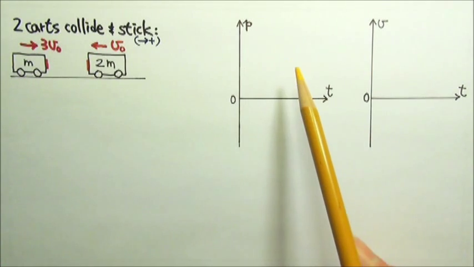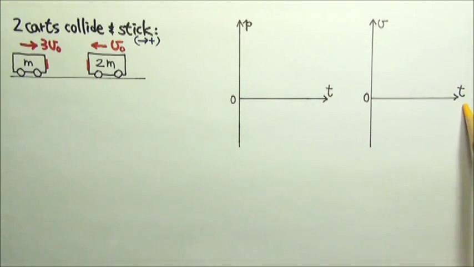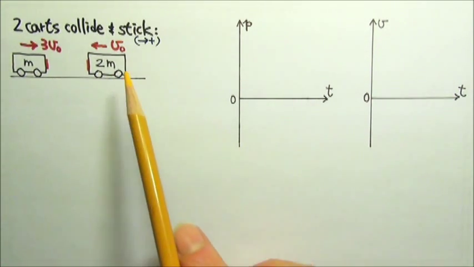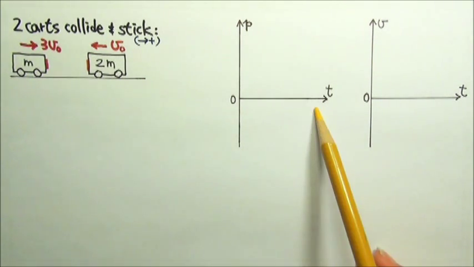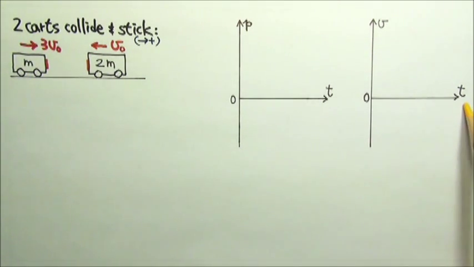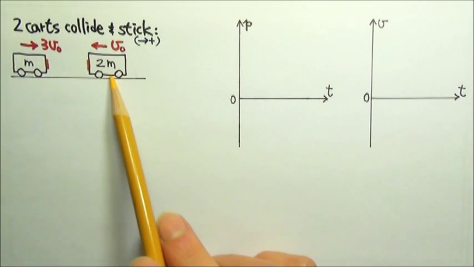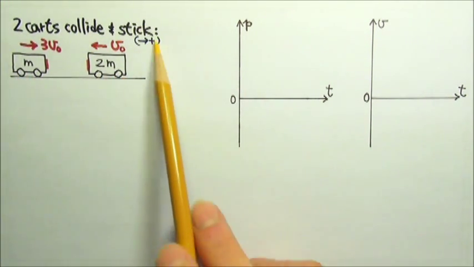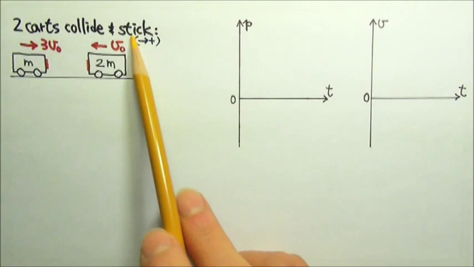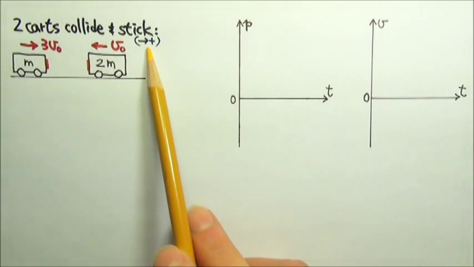Plot momentum as a function of time graph for each card and for the two-card system, and the velocity as a function of time graph for each card and for the center of mass of the two-card system. Let to the right be the positive direction.